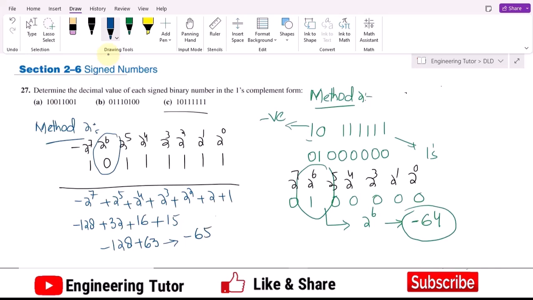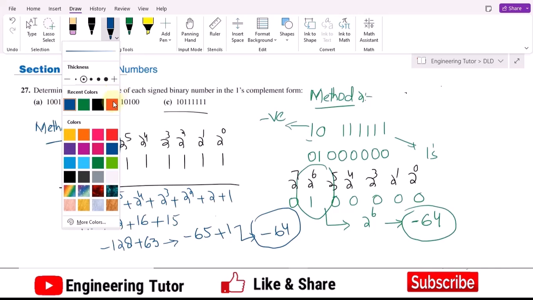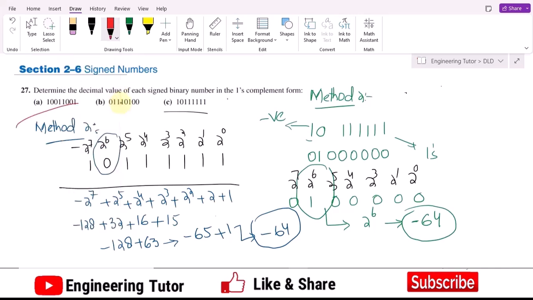As this is a negative number, I have to add 1 to it, so here I will get minus 64. So you have seen that method number 1 here is lengthier than method number 2. You have to look at your own convenience and follow the method which you find feasible to use in any condition.